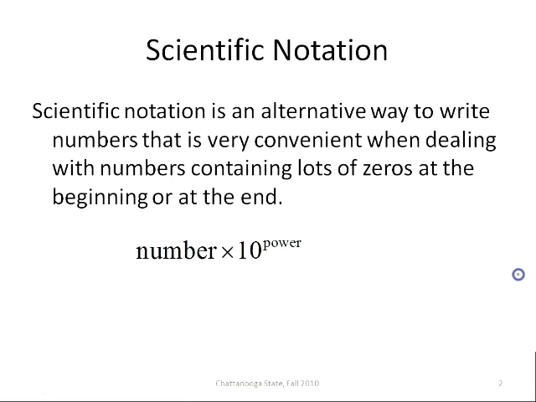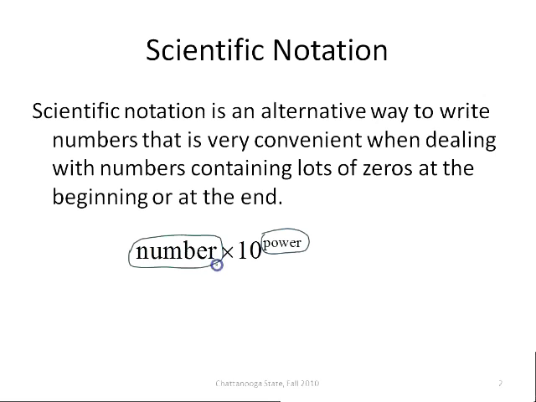Scientific notation. Scientific notation is an alternative way to write numbers that have a lot of zeros in them at the beginning or at the end. The form for a number to begin scientific notation has a number times 10 to a power. Sometimes that power is positive, sometimes that power is negative.